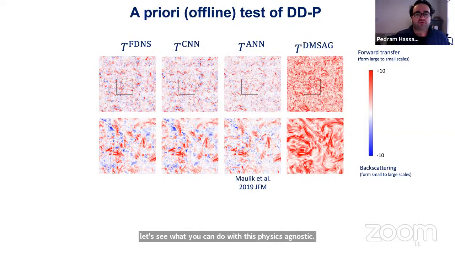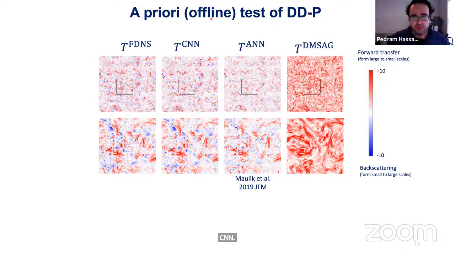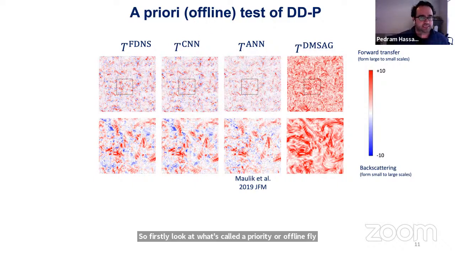But let's see what we can do with this physics-agnostic CNN. So first we look at what's called an a priori or offline test. So here, this is, again, the truth from filtered DNS. This is what our CNN does on the same sample. If you look at the whole domain, or at this zoomed-in part, it does a great job in capturing all these scales, whether they are doing backscattering or forward transfer.